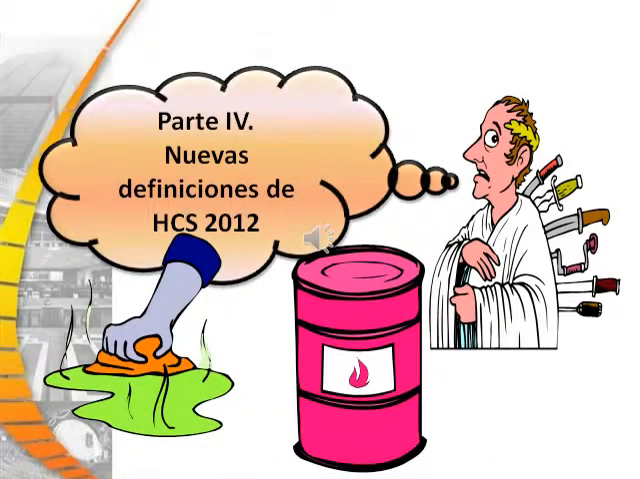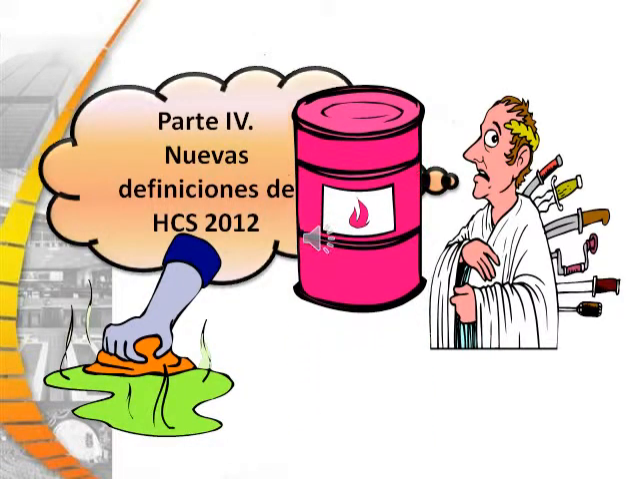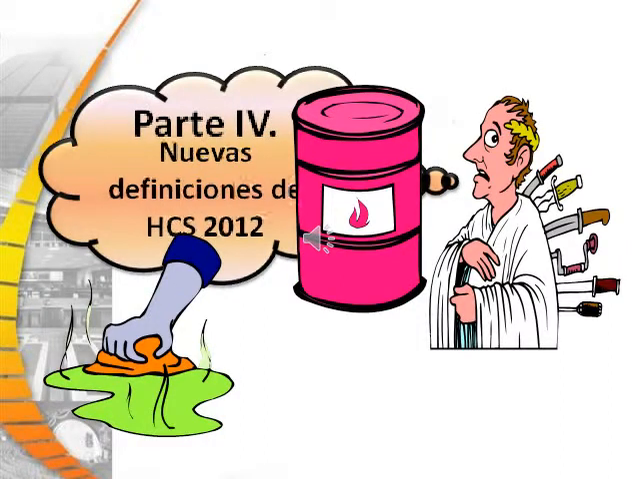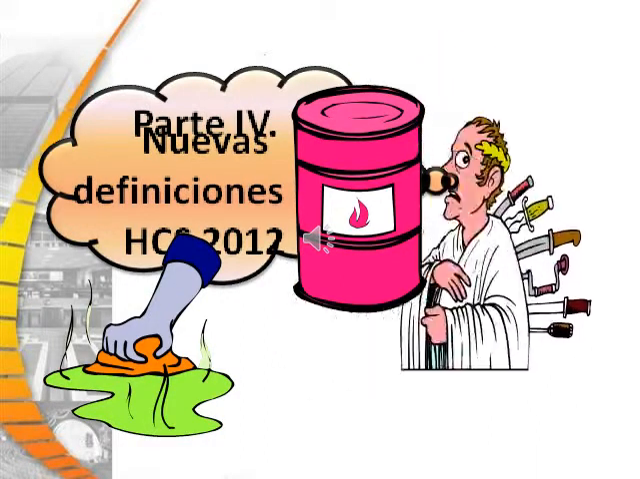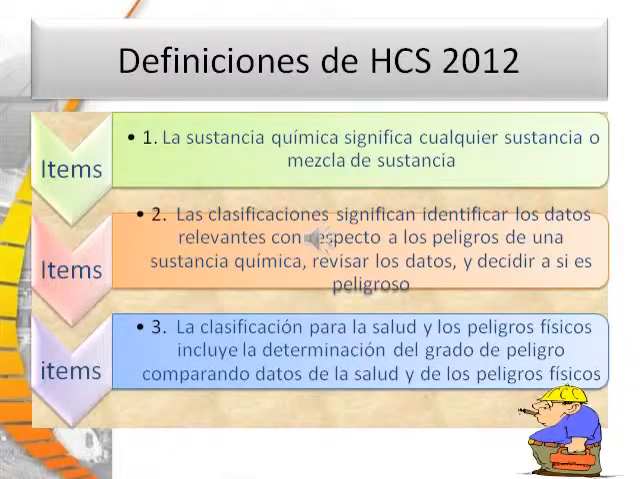The new HCS 2012 definitions. A chemical means any substance or mixture of substances. Classification means to identify the relevant data regarding the hazards of a chemical, review the data, and decide if it's hazardous. Classification for health and physical hazards includes determination of the degree of hazard by comparing the data of health and physical hazards.